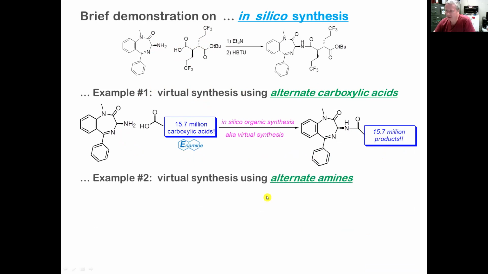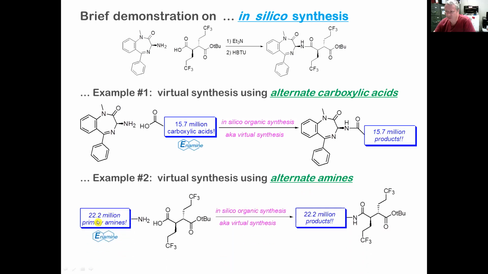Alternatively, I could use alternate amines. So I could use 22.2 million primary amines from the Enamine collection and couple them, using the computer, to the carboxylic acid piece. If I was betting money on this, I would say this bottom one is probably the more likely to yield biologically active molecules. We do in silico organic synthesis, also called virtual synthesis, and that would make 22.2 million products.